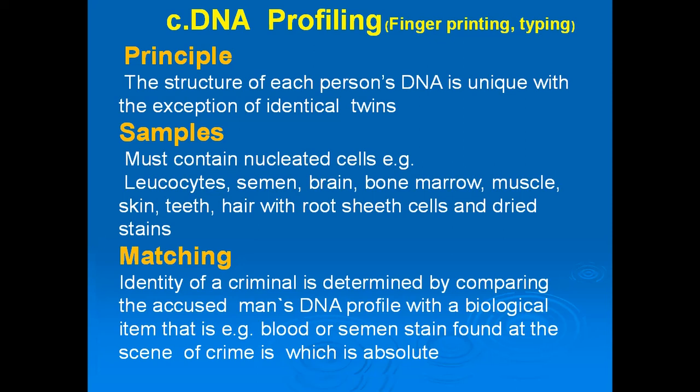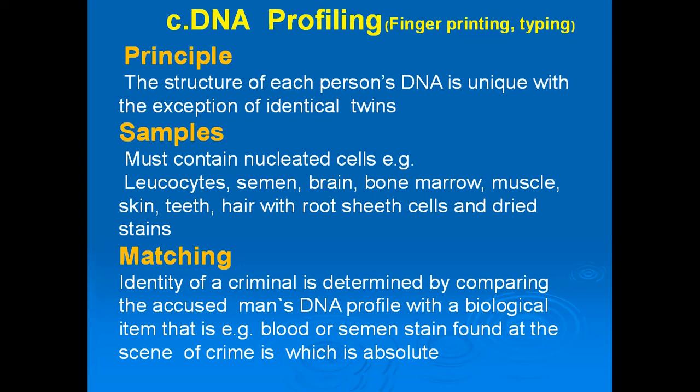So what is actually done is matching. Matching is done. Identity of a criminal is determined by comparing the accused man's DNA profile with a biological item, that is blood or semen stain found at the scene of crime, and it is absolute.